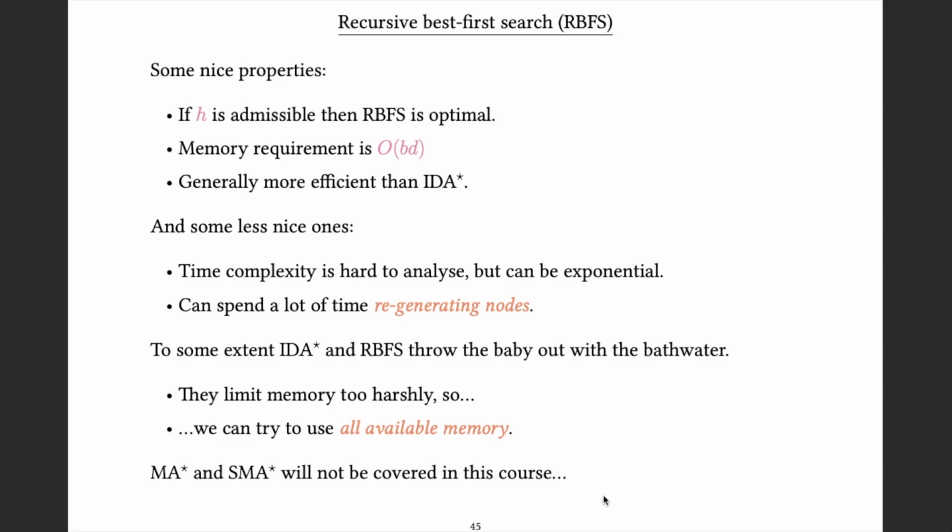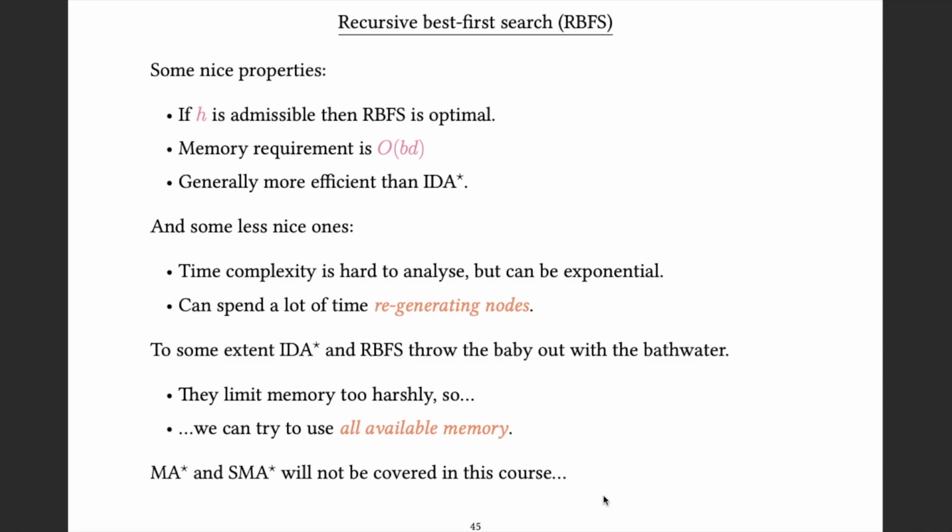So this is still nice because it's still optimal. It's now got a nice linear memory requirement. It's often found to be more efficient than iterative deepening A star. Its time complexity is hard to analyse, but it can be exponential. But the real problem that you can get with recursive best first search is that it can spend a lot of time regenerating nodes, essentially repeating its work.